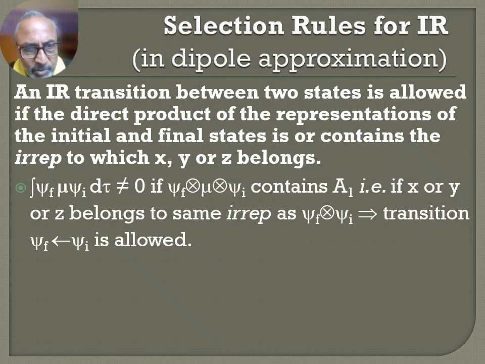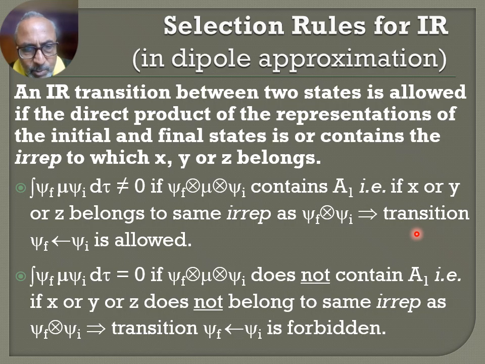The integral ψf μ ψi dτ is not equal to 0 if the direct product of ψf times μ times ψi contains the totally symmetric representation A1. That is, if x or y or z belongs to the same irreducible representation as the direct product of ψf times ψi, then the transition from ψi to ψf is allowed.